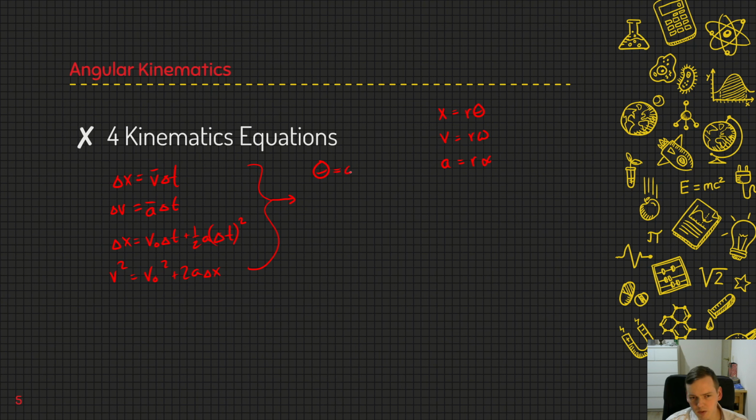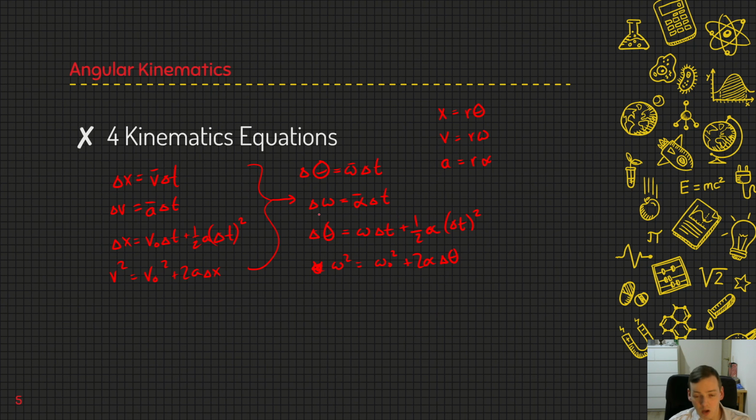So theta equals omega delta t, delta theta equals omega bar delta t, delta omega is equal to alpha bar delta t, delta theta is also equal to omega delta t plus 1/2 a, sorry, that should be an alpha, delta t squared, and lastly omega squared is equal to omega naught squared plus 2 alpha delta theta.